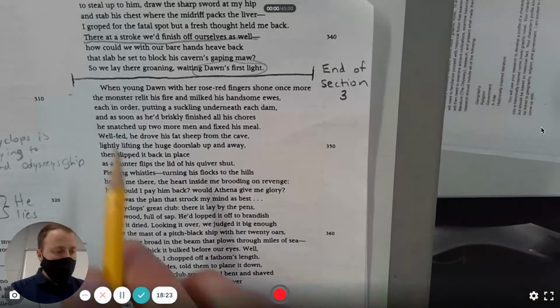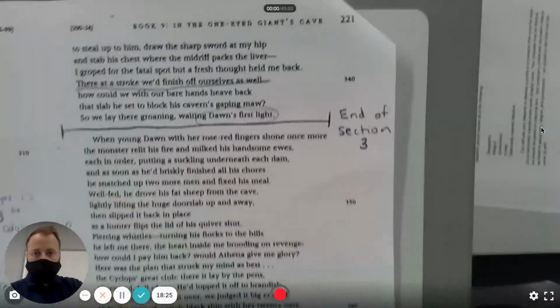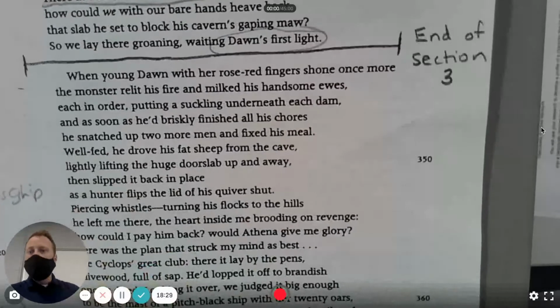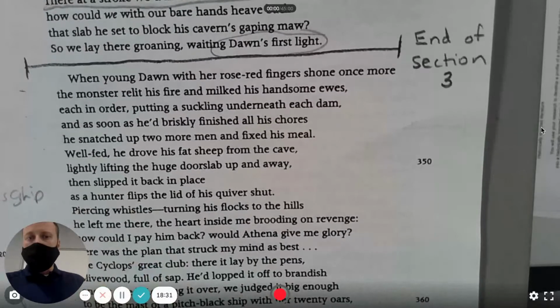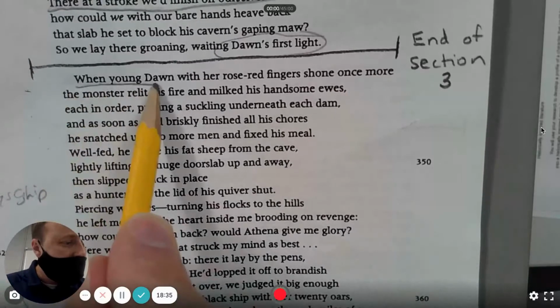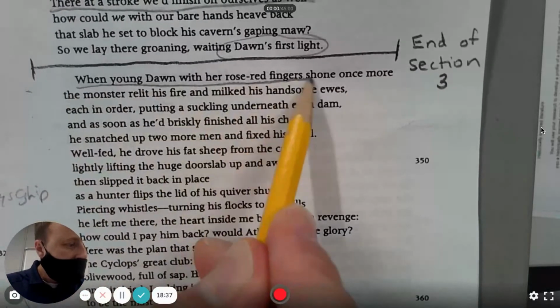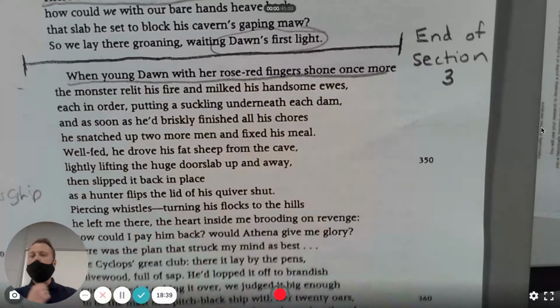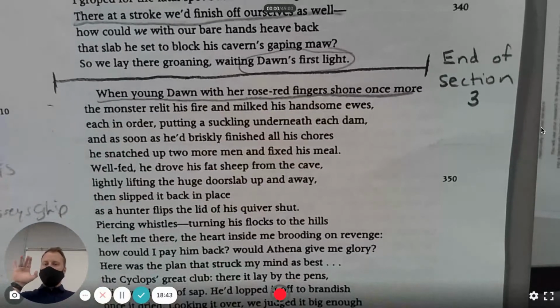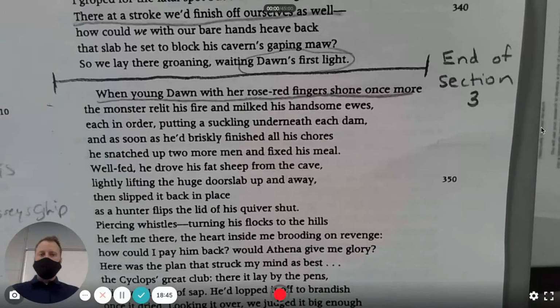So it says, let me zoom in. "When young Dawn with her rose-red fingers shone once more." So again, we have this imagery. It's kind of painting a picture of the morning with the reddish clouds and skies. And it looks like a hand, rose-red fingers shone once more.